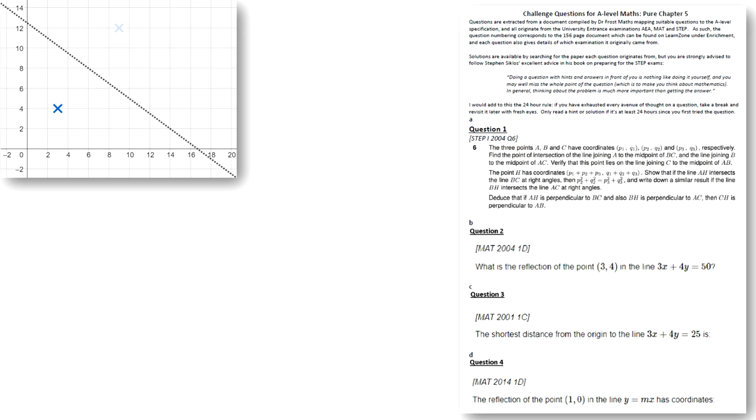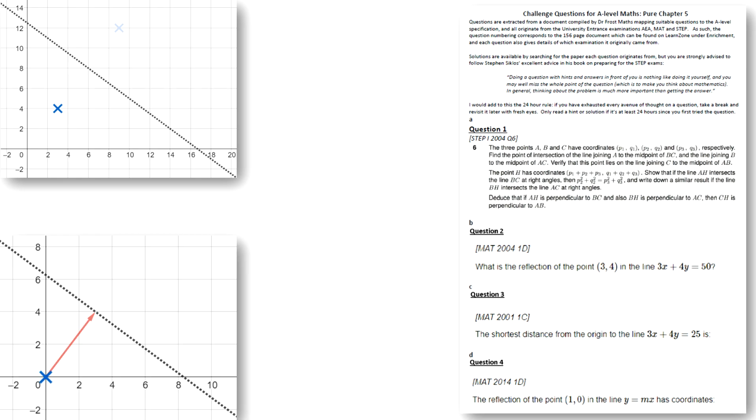So solve the two line equations simultaneously and you get an intersection point. Here's the next one, and this one is a shortest distance question, so it is very closely related to the reflection one. The shortest distance from the origin, in other words the point 0, 0, to the line that's given, 3x add 4y equals 25, is what? You just got to figure it out.